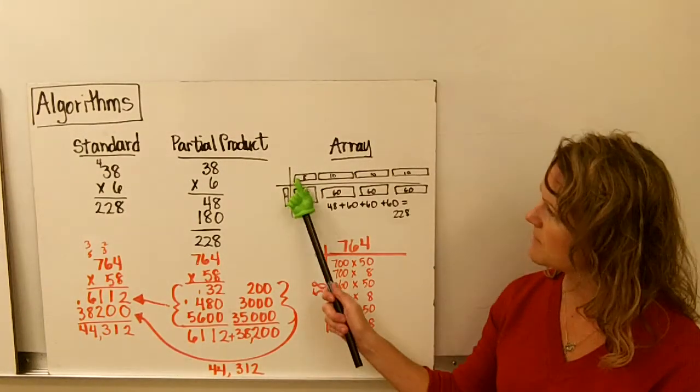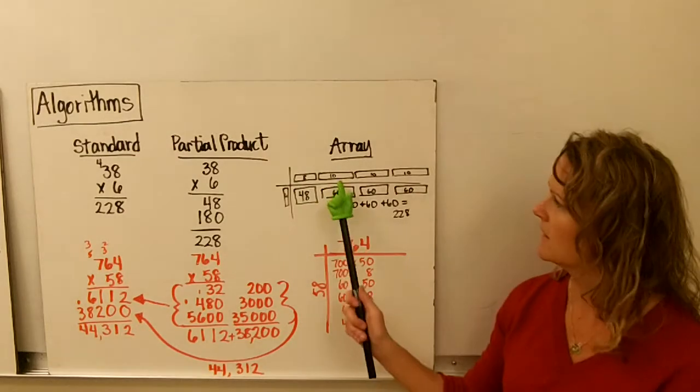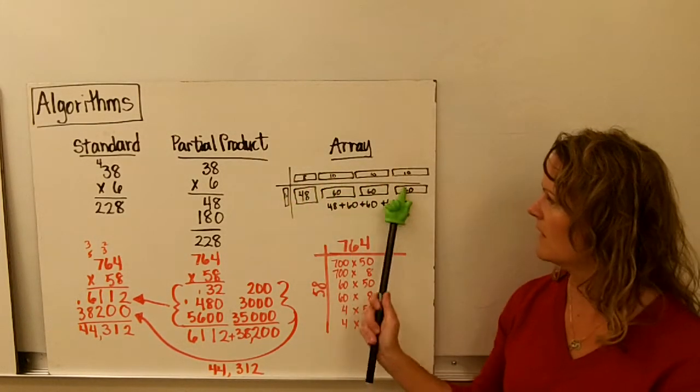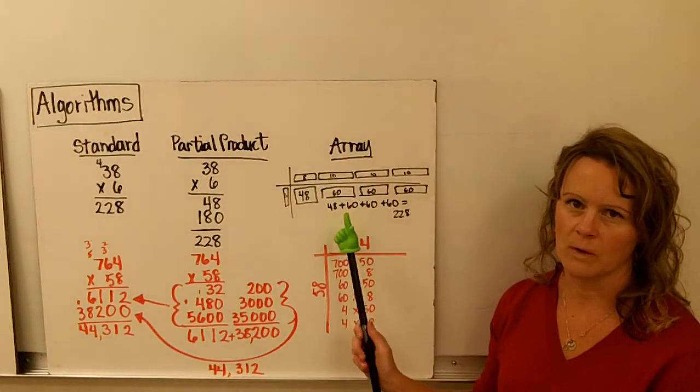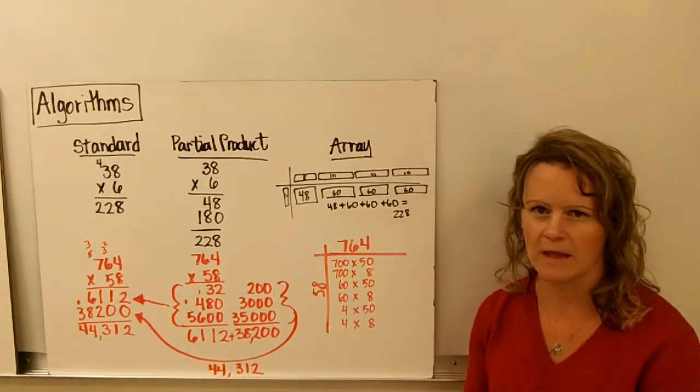So I have to multiply each part times each part. So a bundle of 8 times a bundle of 6 gives me a bundle of 48. A bundle of 10 times a bundle of 6 gives me 60, and I do that 3 times. And then I'm just simply adding up now what I have in my total bundles. 48 plus 60 plus 60 plus 60 is 228.